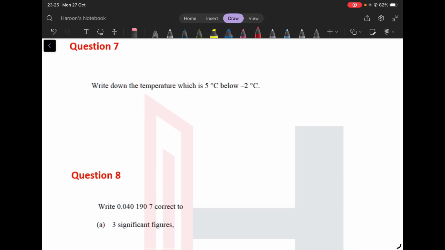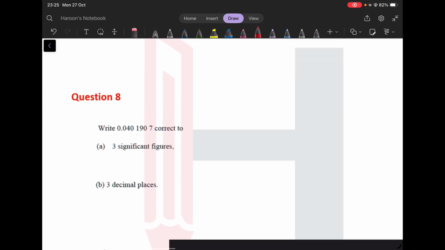Write down the temperature which is 5 degrees Celsius below minus 2. Below means subtract. So minus 2 and minus 5. 5 degrees below it. So this becomes negative 7 degrees Celsius. Basically, minus 2 take away 5.